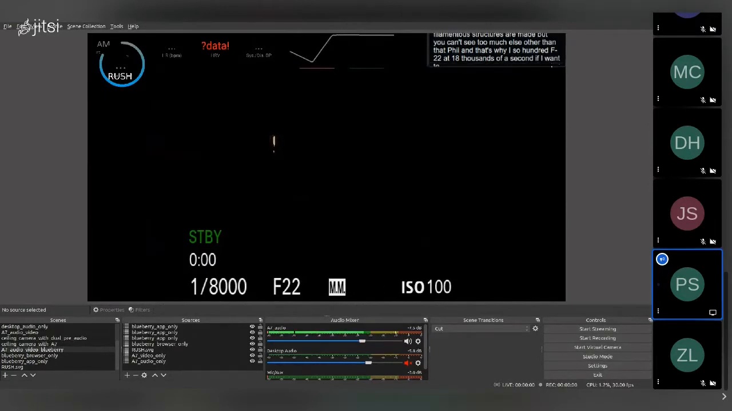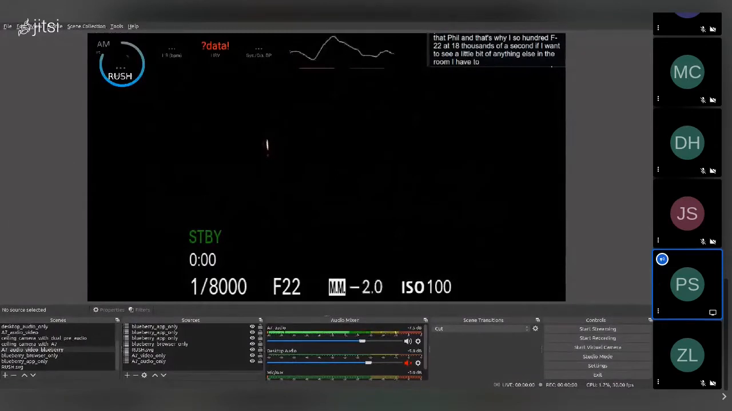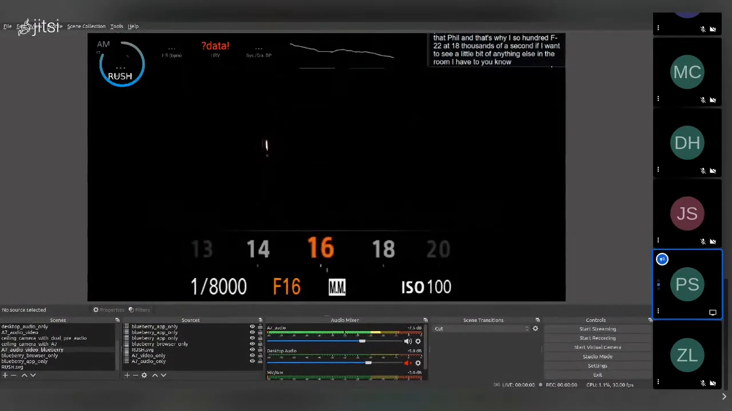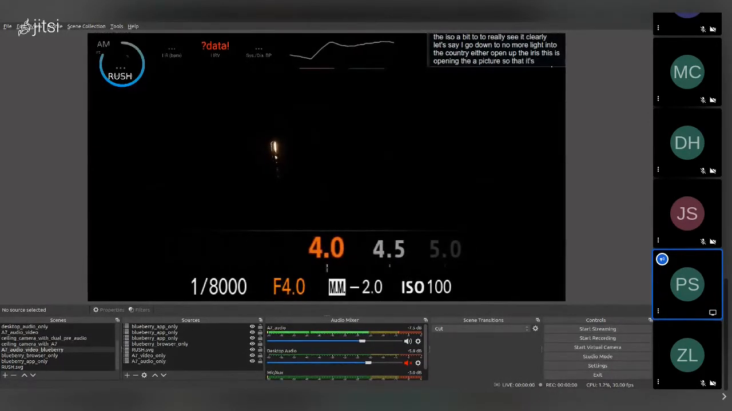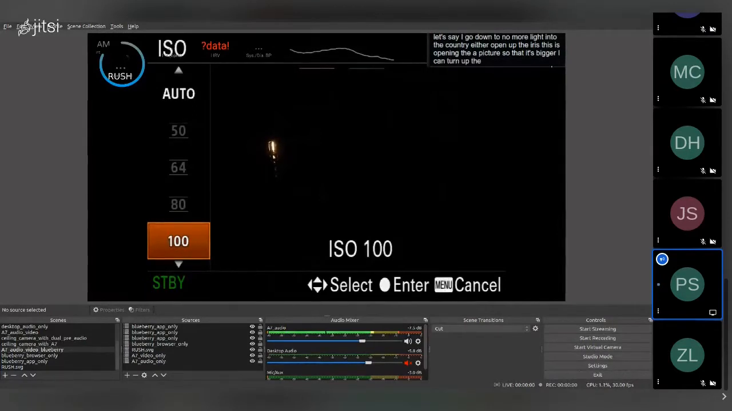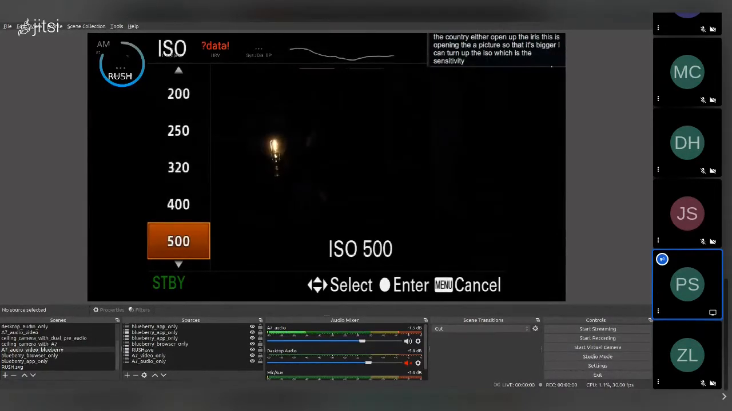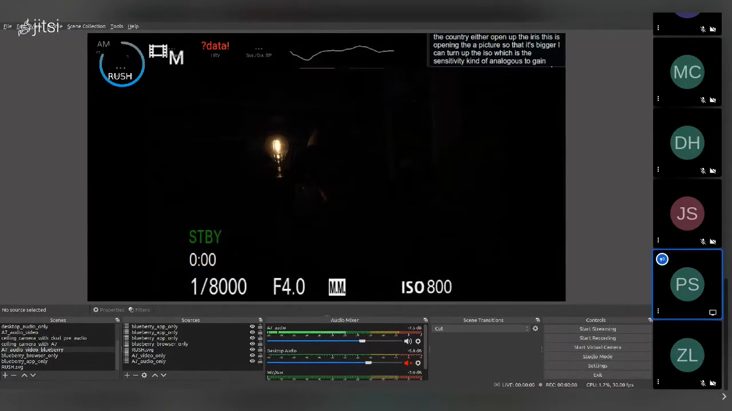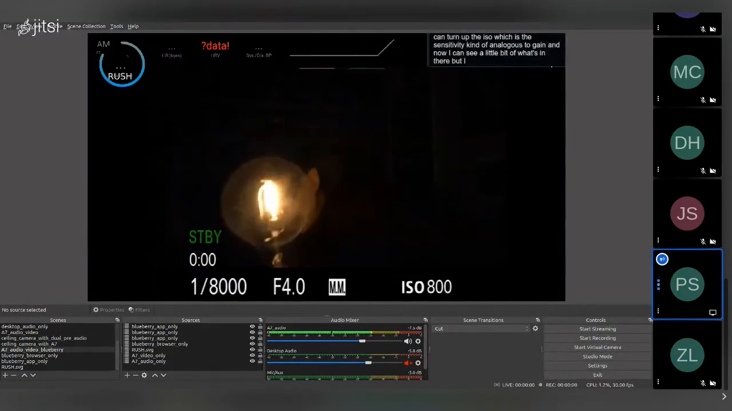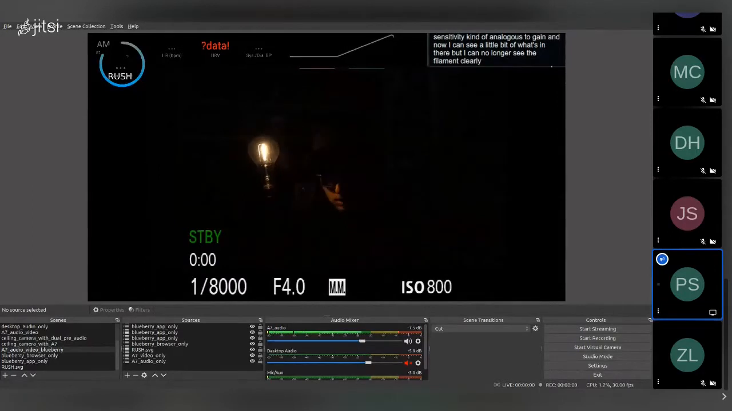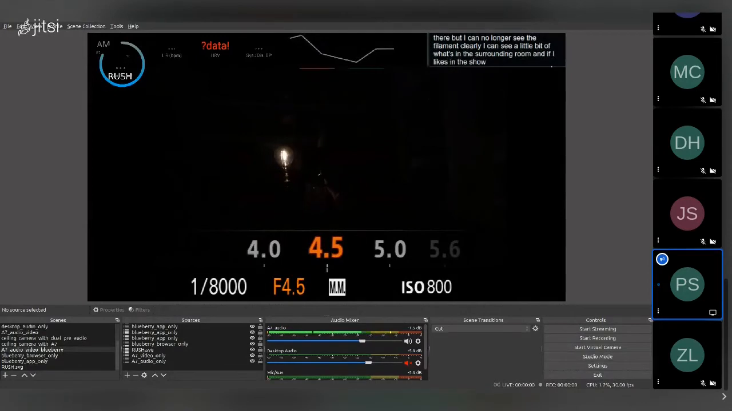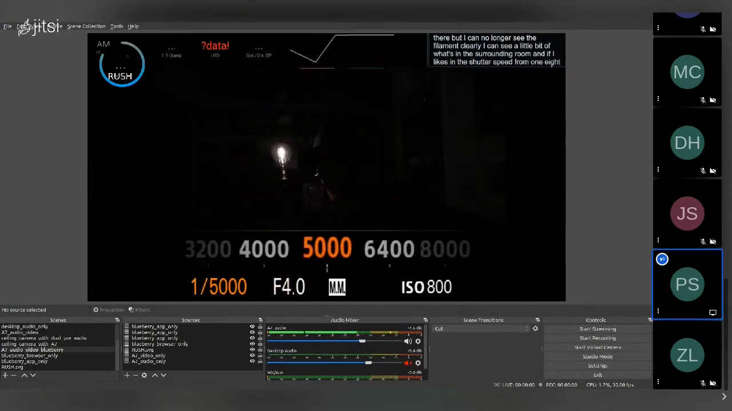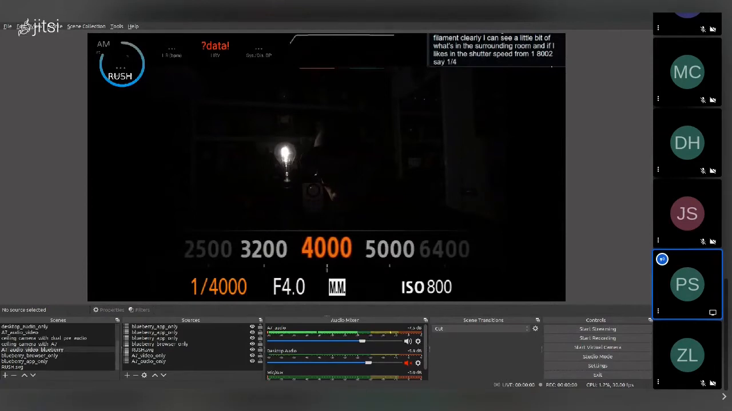If I want to see a little bit of anything else in the room, I have to allow more light into the camera. Either open up the iris, which is opening the aperture so that it's bigger. I can turn up the ISO, which is the sensitivity. It's kind of analogous to gain. And now I can see a little bit of what's in the room, but I can no longer see the filament clearly. I can see a little bit of what's in the surrounding room. And if I lengthen the shutter speed from 1/8,000th to say 1/4,000th, you can see a little bit more.